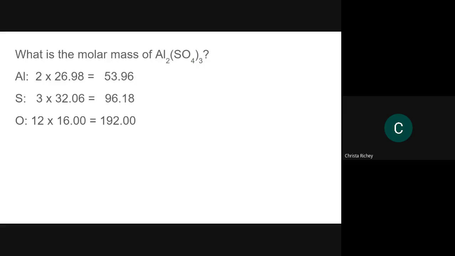In this case, when I multiply each one out and add them together, the molar mass of aluminum sulfate is 342.14 grams. As long as I didn't make a mistake pulling something off the periodic table and multiplying, because y'all already know you're my first chemistry class, and if I make a mistake, it's going to be y'all where I catch it.